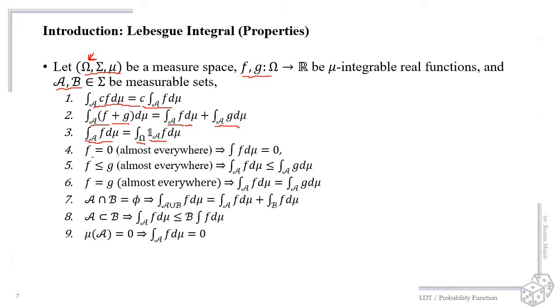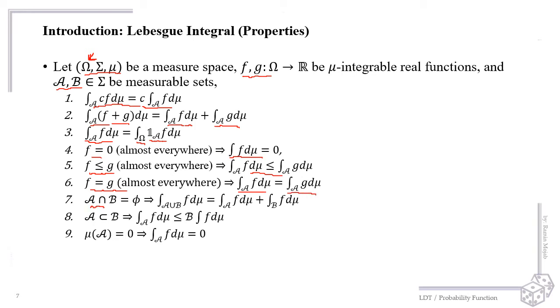If f is 0 almost everywhere, then the Lebesgue integral of f is 0. If f is less than or equal to g almost everywhere, then the Lebesgue integral of f is also less than or equal to the Lebesgue integral of g. And if f and g are almost everywhere equal, then the Lebesgue integral of f equals the Lebesgue integral of g.